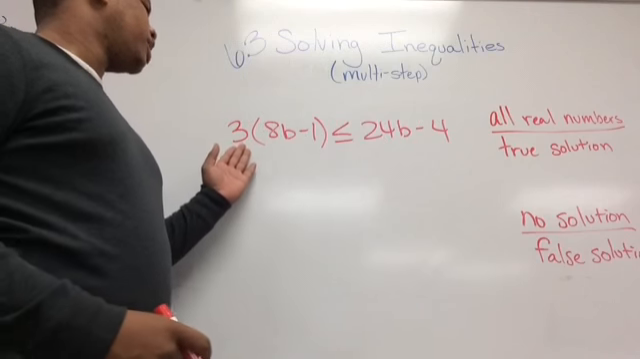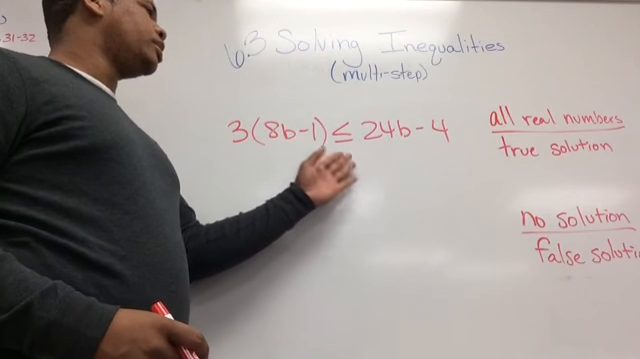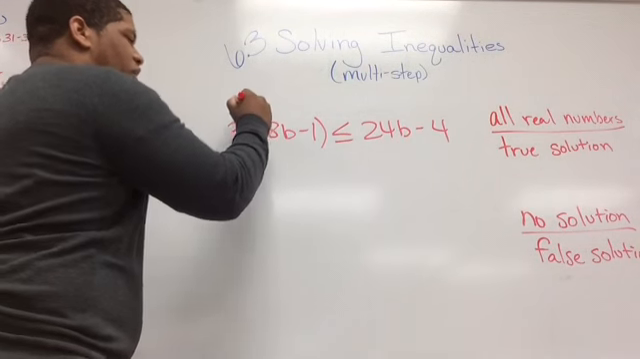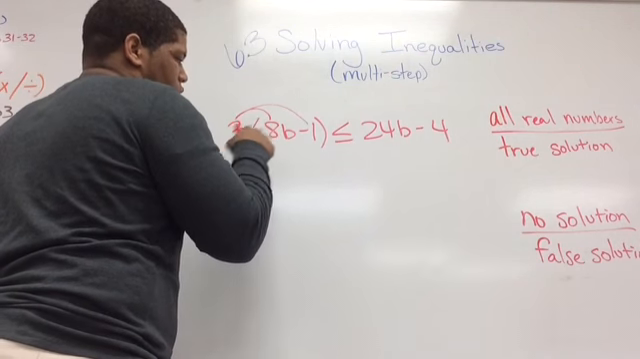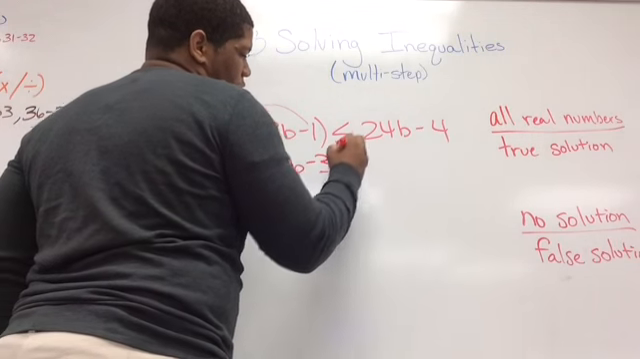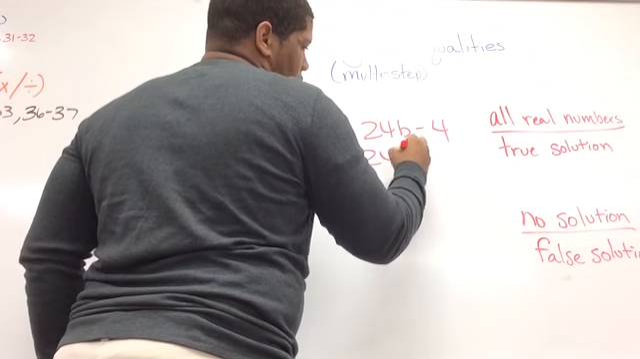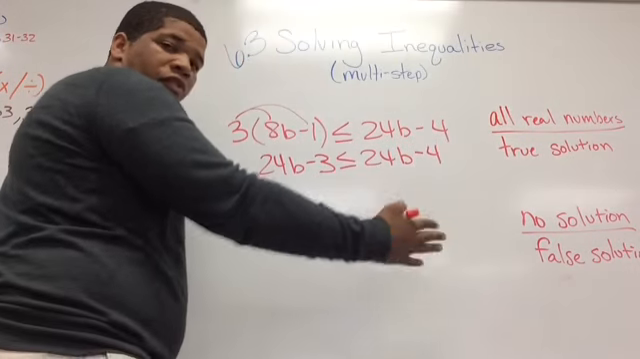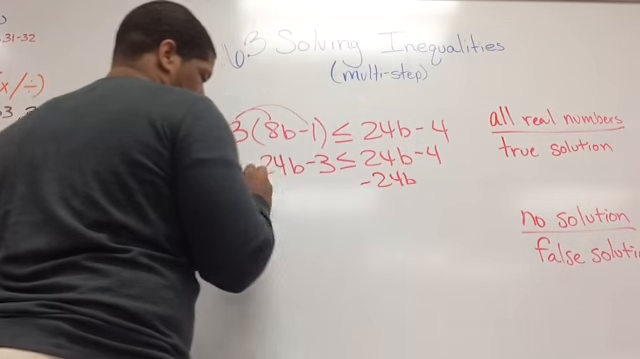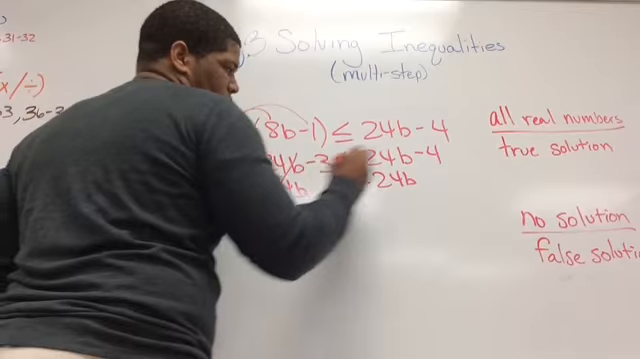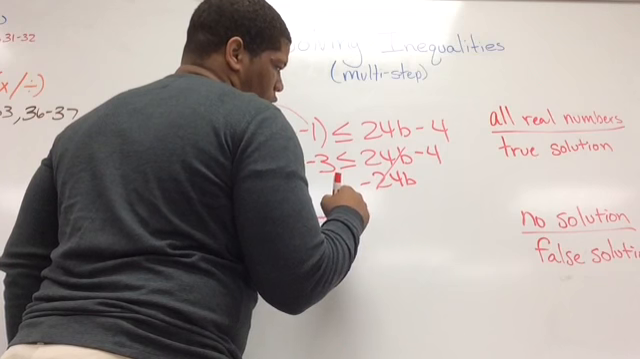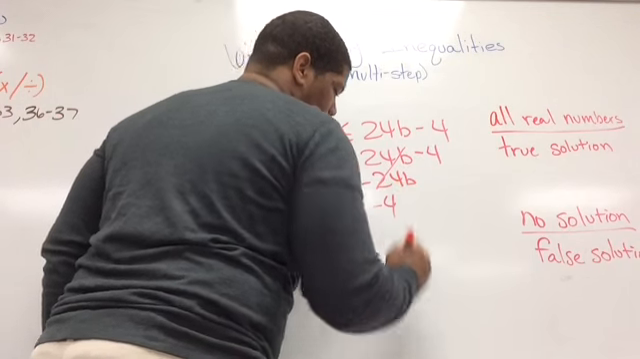So now we're given 3 times the quantity of 8b minus 1 is less than or equal to 24b minus 4. So once again, the first thing we do is distributive property. So 3 times 8b is 24b. 3 times negative 1 is negative 3. Is less than or equal to 24b minus 4. First thing I want to do is get my variables on one side. So I'm going to subtract 24b over here. Both of these cancel out, and I'm left with negative 3 is less than or equal to negative 4.